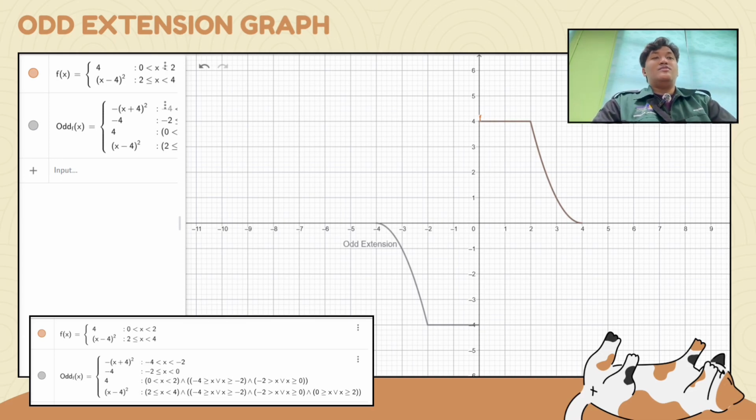at y equal to 4 from x equal to 0 to x equal to 2, and it is followed by a parabolic curve dropping from (2, 4) down to (4, 0). The graph will display a rotational symmetry of 180 degrees around the origin.